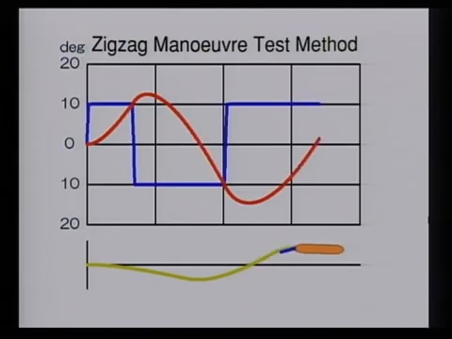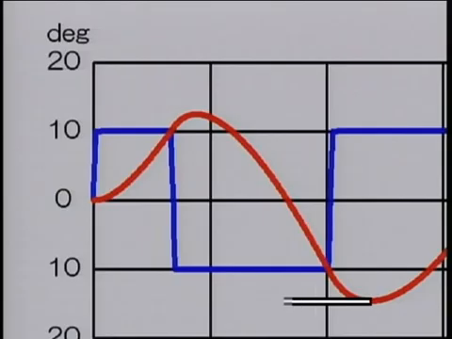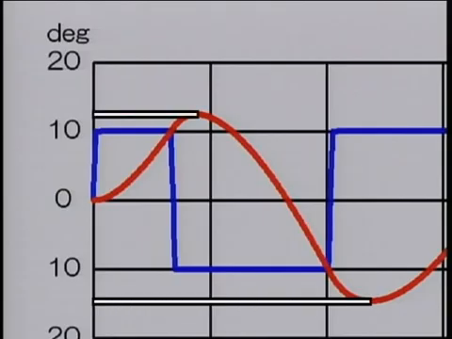These alternate rudder operations are repeated several times, making a ship run in a zigzag course. These overshooting angles are called overshoot angles.